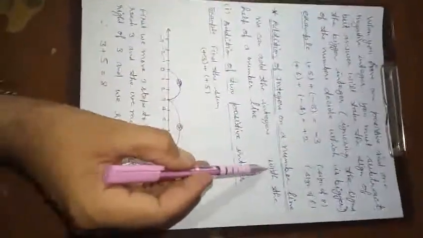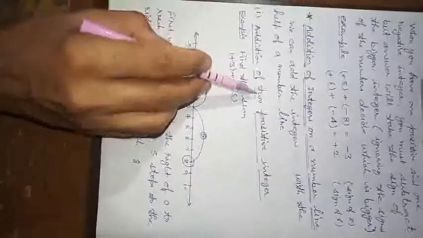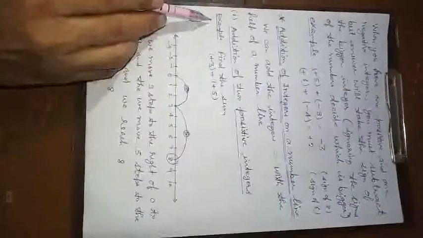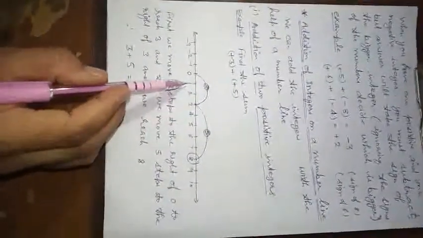Addition of integers on a number line. We can add the integers with the help of a number line. Addition of two positive integers. Example: find the sum plus 3 plus 5. So we draw the number line, put here 0, and on the right side of 0 there are positive integers.